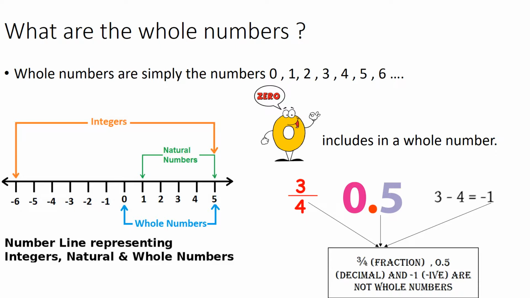What are the whole numbers? Whole numbers are simply the numbers that also include 0 in it: 0, 1, 2, 3, 4, 5, 6 and so on. But the whole numbers don't include fractions, decimals and numbers that contain a minus.